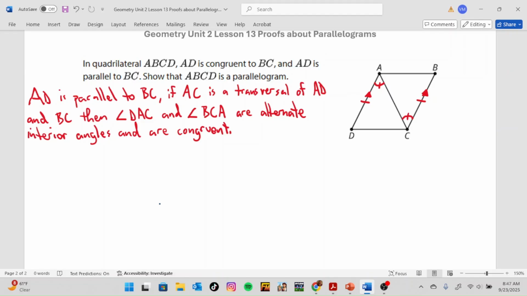The next statement I'm going to make is that AC is congruent to CA because it's the same line.